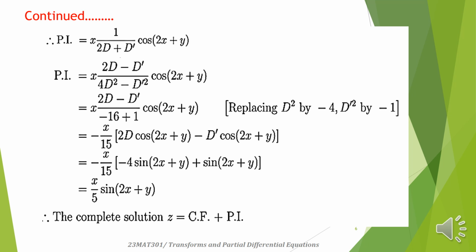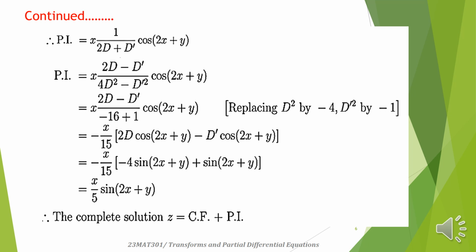Okay, now substitute the value here. What you will get is x by 15 into 2d minus d dash into cos 2x plus y. What I am doing is I am multiplying the term cos 2x into d and d dash term. So 2d into cos 2x plus y minus d dash into cos 2x plus y minus x by 15 into, if you differentiate cos, you will get sine. Okay, so minus sine 2x plus y.